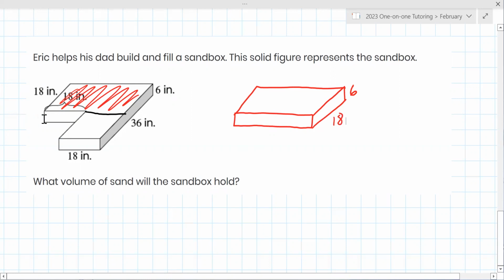Now the front goes from this place in red to this other place in red, from here to right where this cutout is, 18 inches. And then there's another 18 inches here. So that makes 36. So the volume is 36 times 18 times 6. So I want you to multiply 36 times 18 first, please.